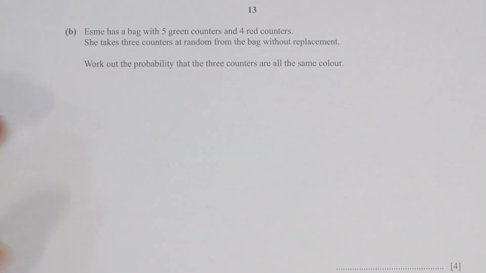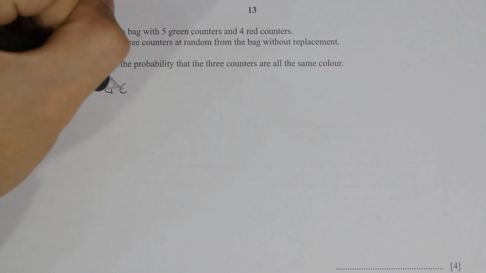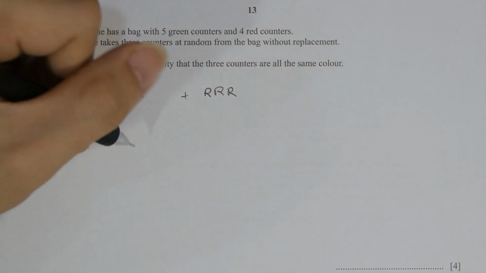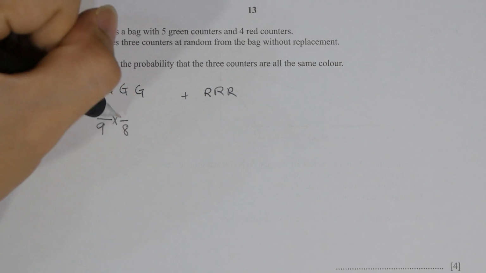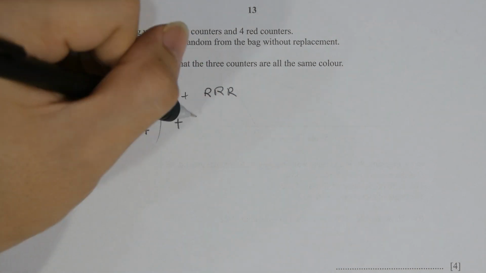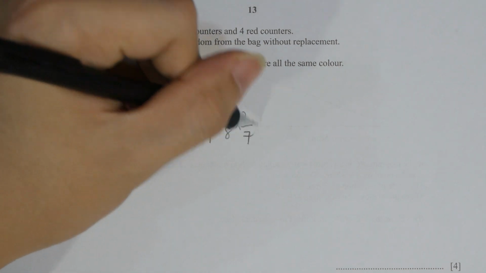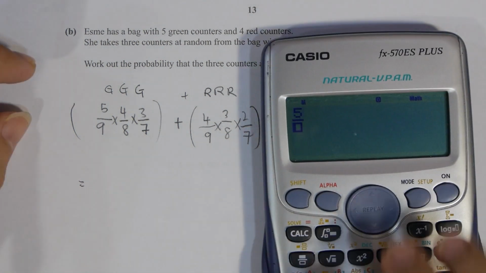Whereby for part B, okay, it is a separate question from the rest. So they wanted to be all in same colors. So the possible outcome will be green, green, green, and red, red, red. So 5 over 9 times 4 over 8 times 3 over 7. Okay, keyword here, without replacement. That's why there's a decrease in the numerator and denominator. So for red, 4 over 9 times 3 over 8 times 2 over 7, add them both up, you will get 1 over 6.